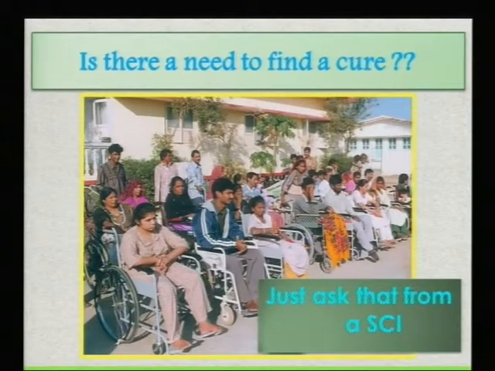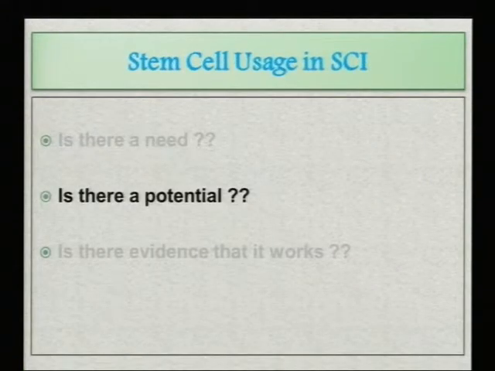And hence, is there a need for stem cell research or to try to find a cure for spinal cord injuries? Try asking that of a spinal cord injured person. They are desperate to find a cure. They are desperate to find anything which will help improve their situation, anything which can help them lead a better lifestyle. So that question is well answered. There's a definite need to try to find a cure for spinal cord injuries.